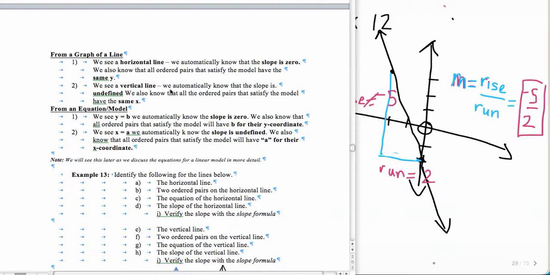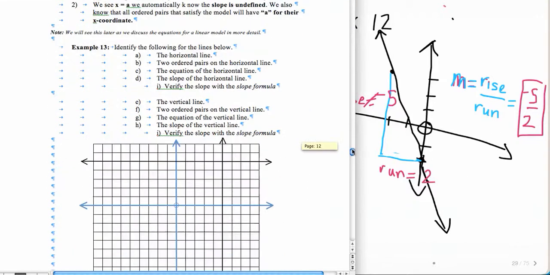And then if I see a vertical line, straight up and down, I know the slope is undefined, and therefore all the x values on the points are exactly the same. So I actually know the equation as well. And from the equation or a model, if I see a y equals b equation, I already know it's a horizontal line, so my slope's 0, and the y coordinates in those ordered pairs are all going to be the same. And if I see an x equals a line, oh gosh, that one's vertical, so I know it has undefined slope, and their a coordinates, the x coordinates, are always going to be the same.